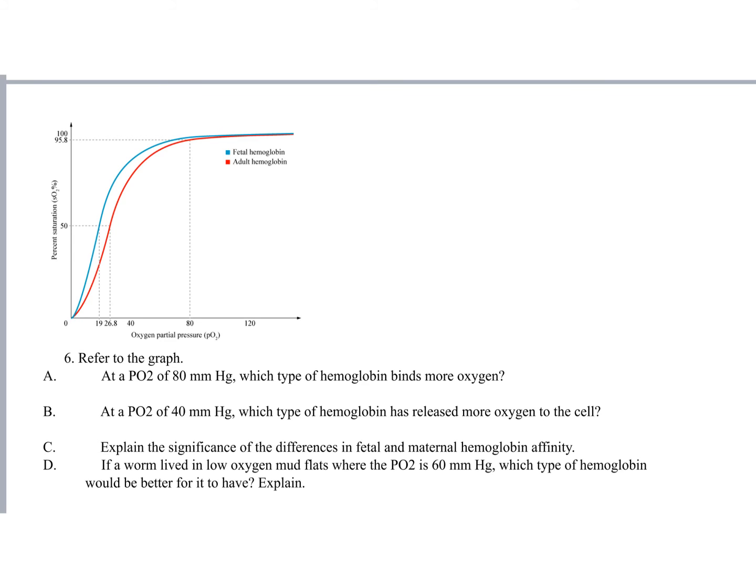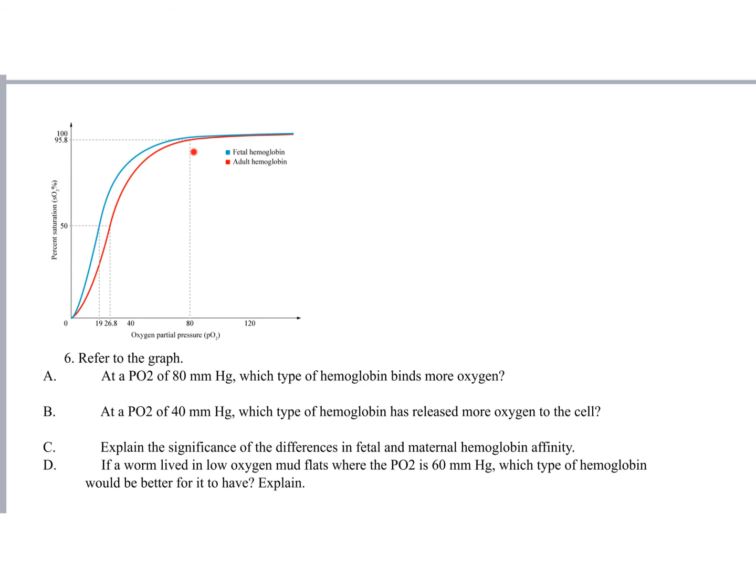So, as the blood travels down the umbilical arteries and comes to placental arteries, it comes into close contact, but not actually in contact with the maternal blood. And so the oxygen can then be transferred across the placental membrane and into the fetal circulation. All right, so if we look at these questions, it says here, at a partial pressure of 80 millimeters of mercury, which type of hemoglobin binds more to oxygen? So we take this at 80.